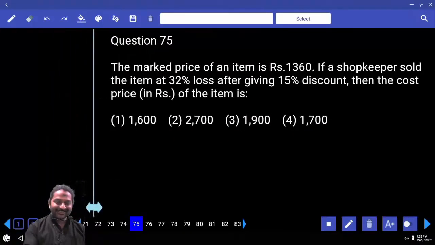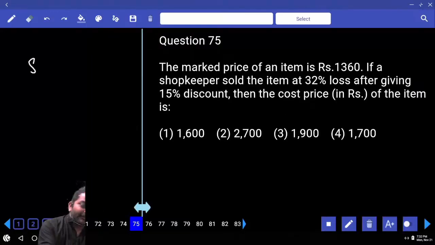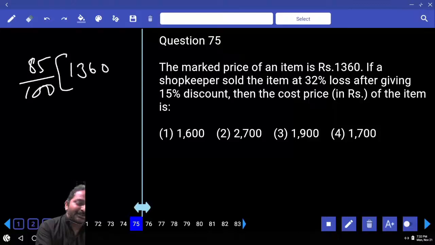The market price is 1360. If a shopkeeper sold the item at 32% loss after giving a discount of 15%. Okay. When you are giving 15% discount, you should sell it at 85%. 85% of the market price only.